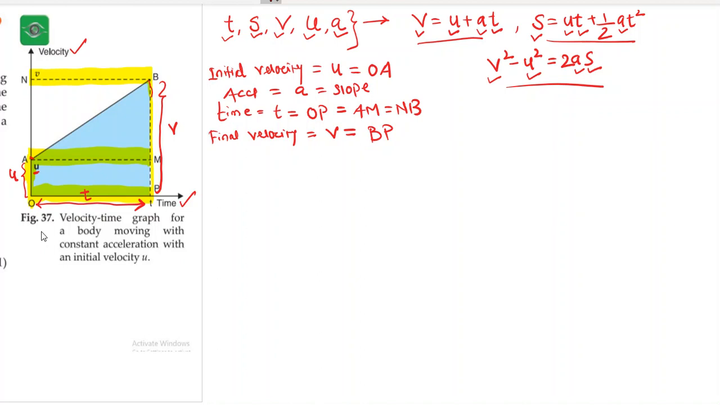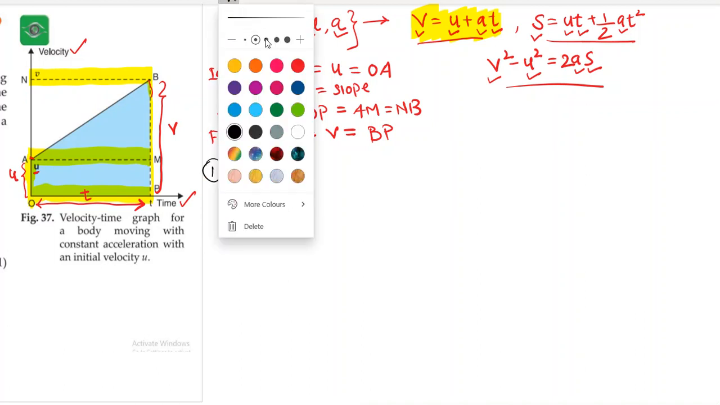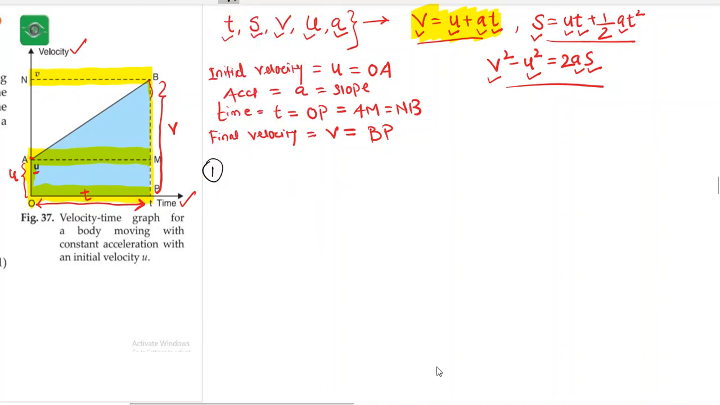Okay, so we are ready to derive the first equation of motion. Which is the first equation of motion? First equation of motion is v is equal to u plus at. Let's derive this equation using this graph. So we are doing derivation of equation of motion by graphical method.